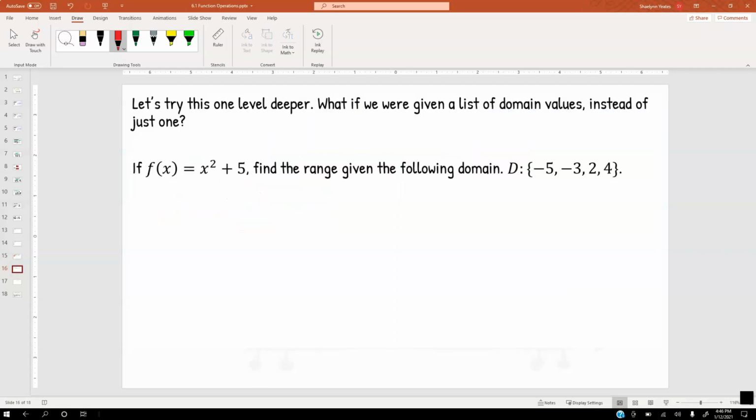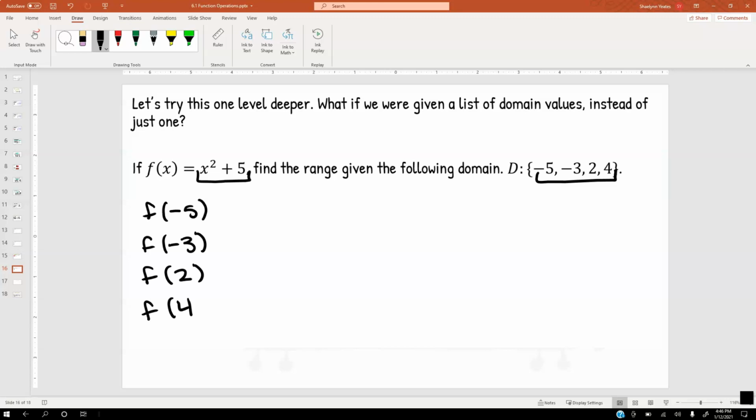All right. We're going to try one level deeper. We're going to be given a list of domains, and we're going to try and find all the range values. We're going to do exactly what we've been doing. We're going to take our function and plug in these values. So we're going to find f of negative 5, f of negative 3, f of 2, and f of 4.